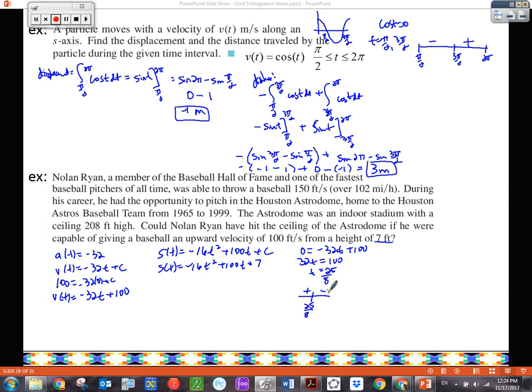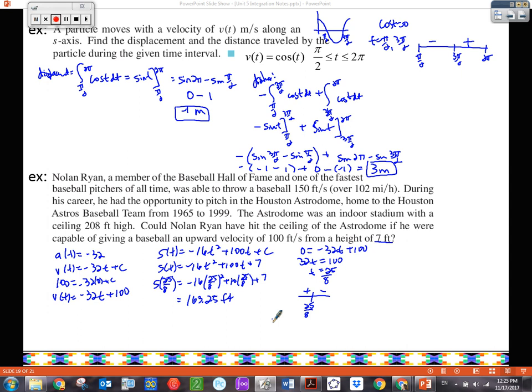So I'm going to do s of 25/8. So I get negative 16 times 25/8 squared plus 100 times 25/8 plus 7. So I do all of that, and I get 163.25 feet. So now we have all the data that we need to answer our question. We have not answered the question. We have to actually answer the question that they ask.